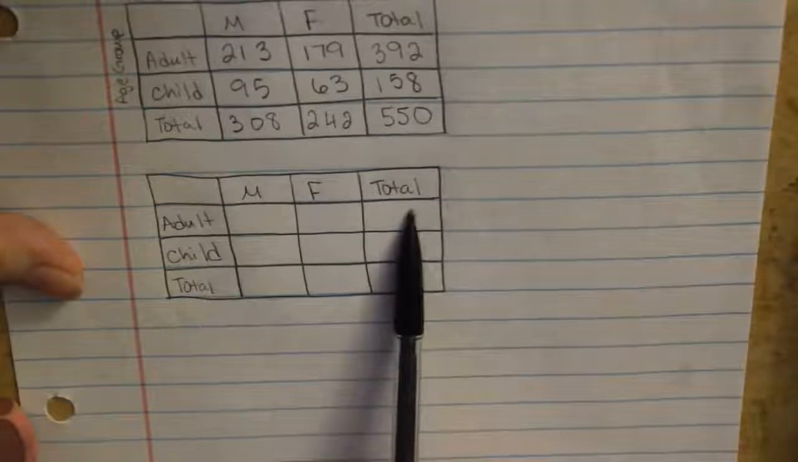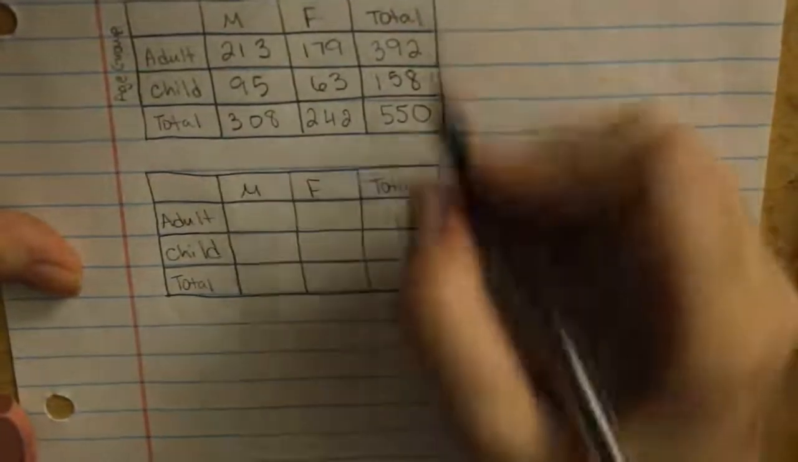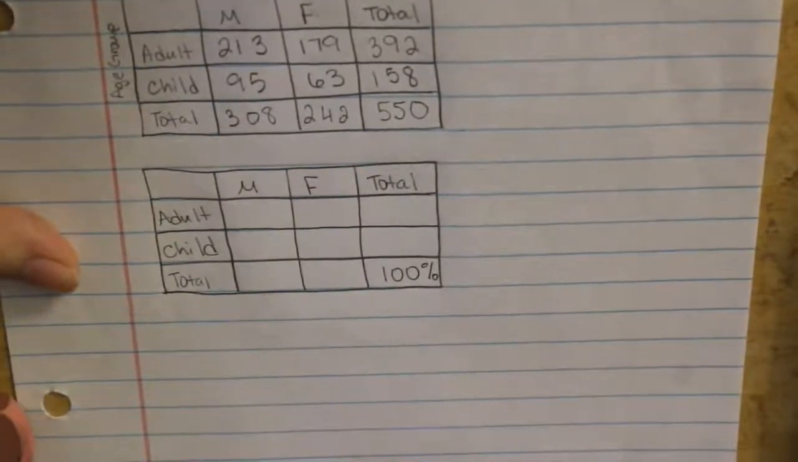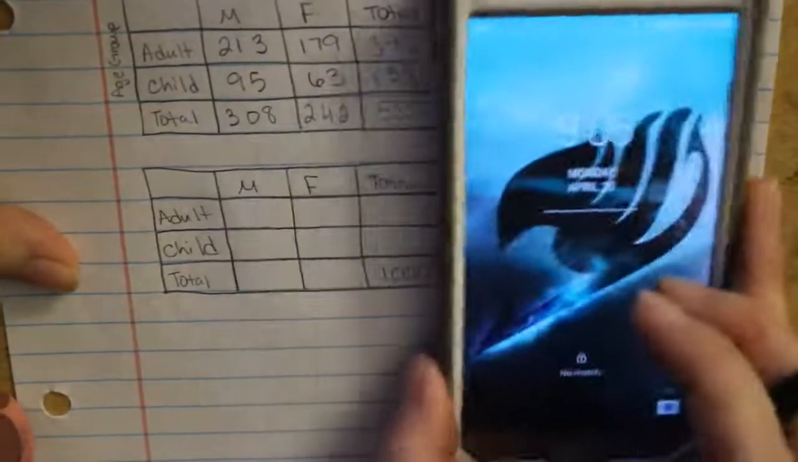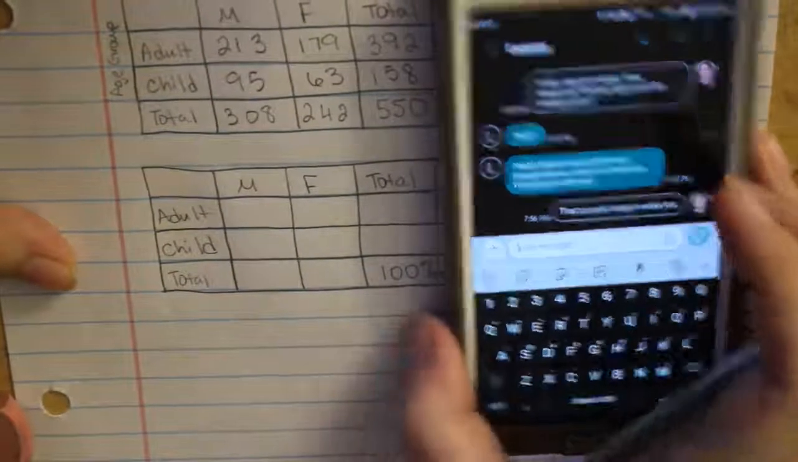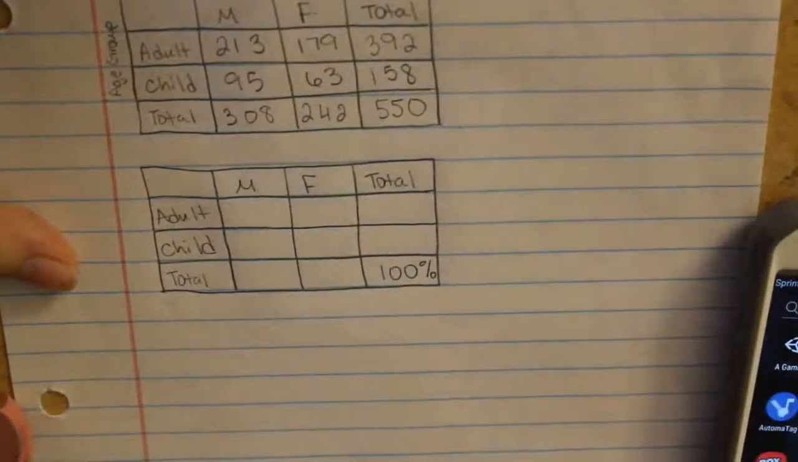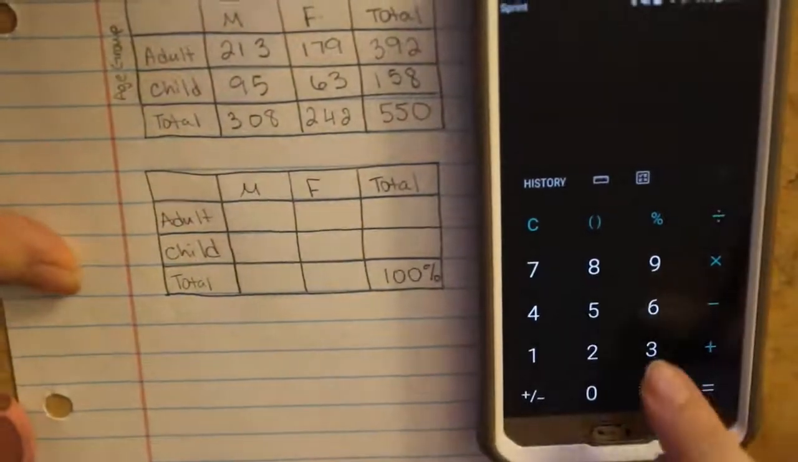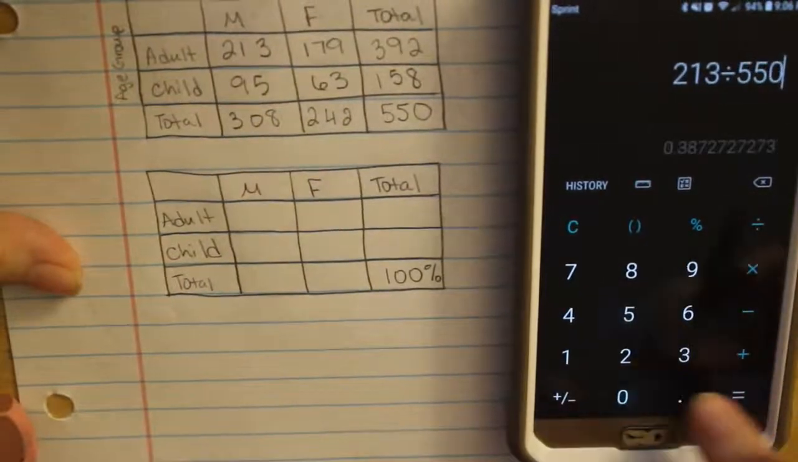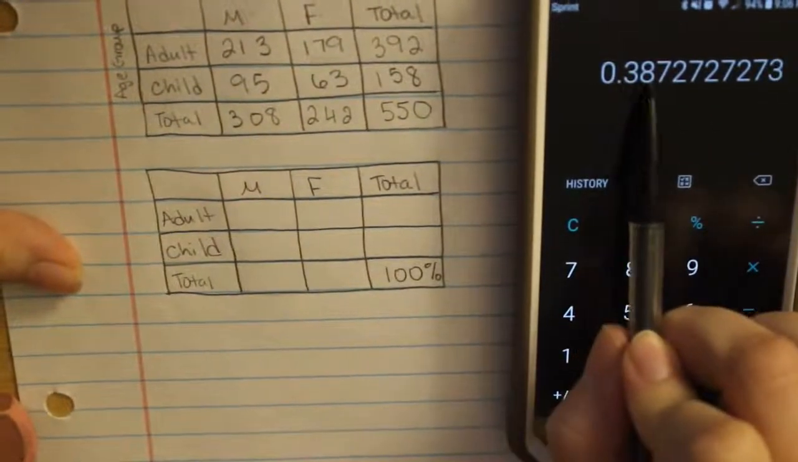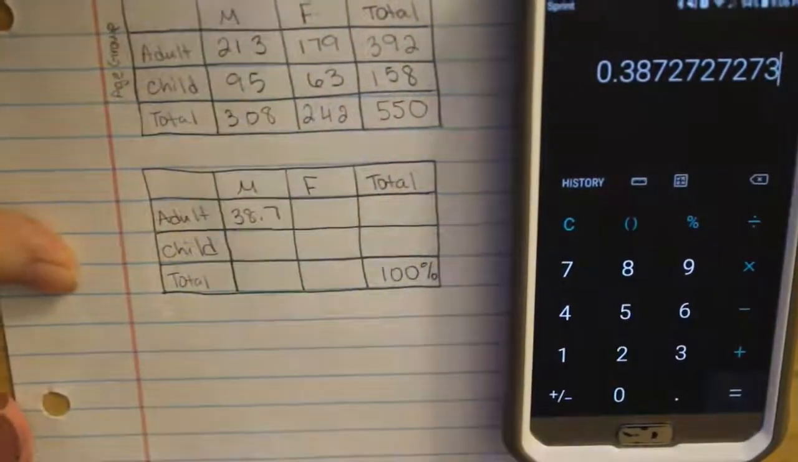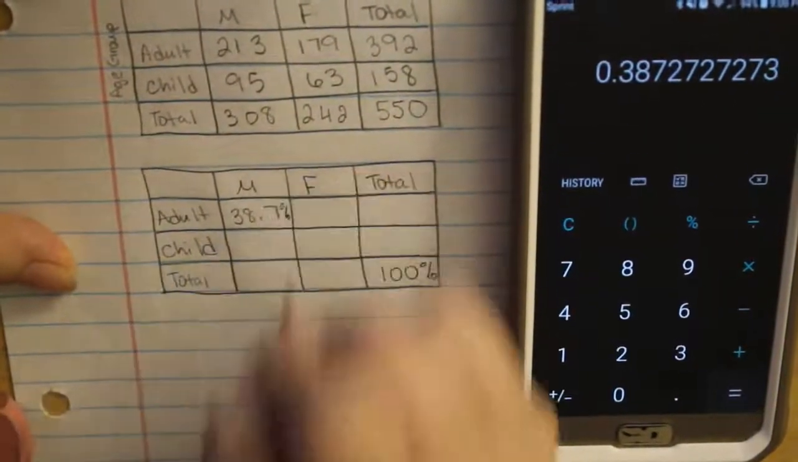I need to find out the percentages that go in each of these boxes. I know my grand total is 100%, so I'm going to go ahead and fill that out. The next thing I'm going to do is get my phone. Here, I will show you on the calculator. Okay, I've got my first box. I've got 213 divided by 550, and that is 0.3872. So I know this is 38.7%. I have to fit my percent sign in there.